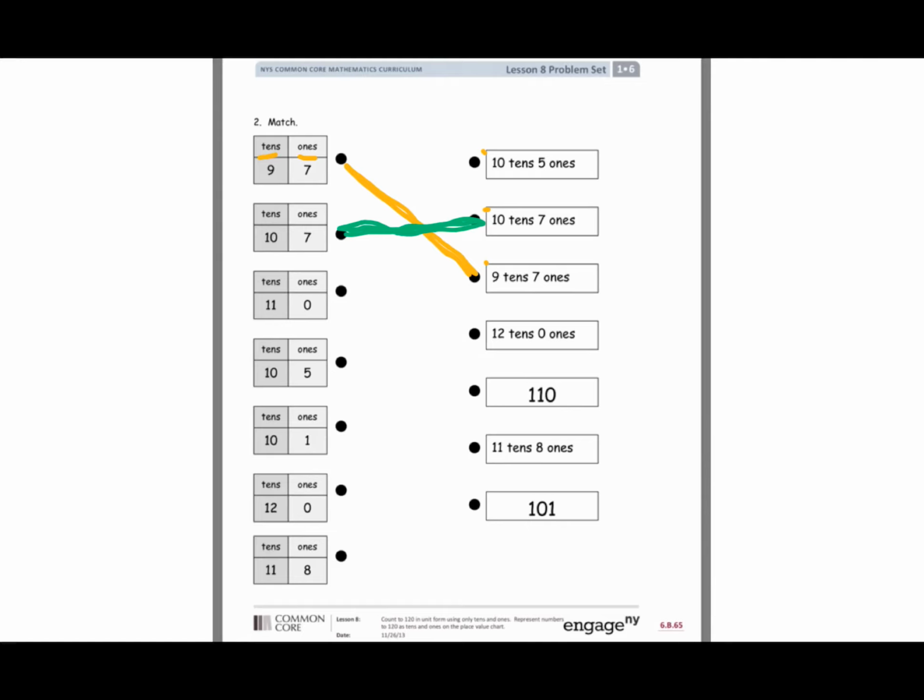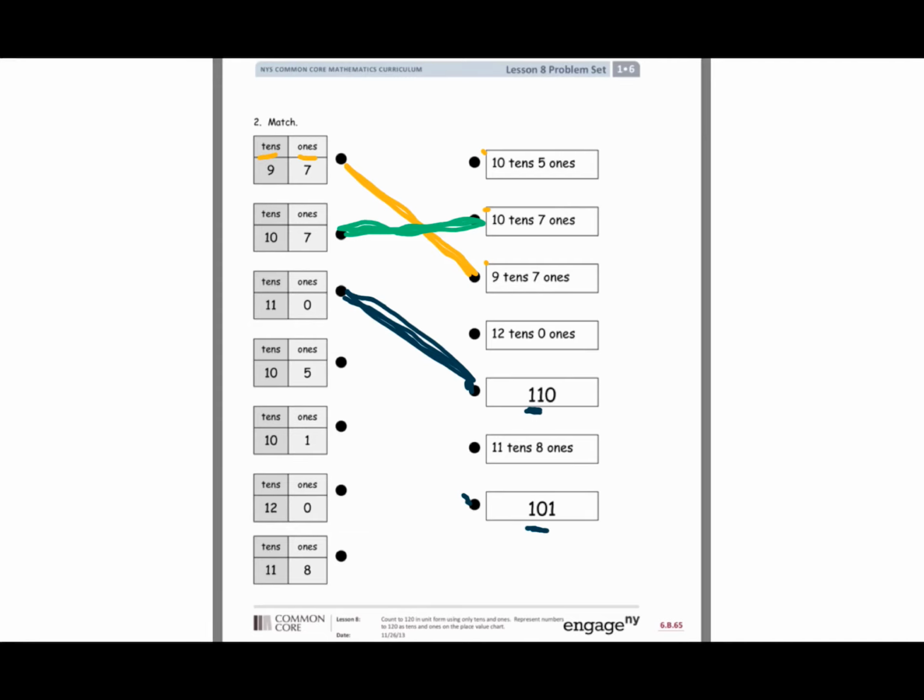Okay, boys and girls, let's go ahead and check our work. For the next number, we have 11 tens, 0 ones. I don't see 11 tens, 0 ones. Oh, is this 11 tens, 0 ones? Or is this 11 tens, 0 ones? Well, there's 11 tens. This one down here says 10 tens. So my choice would be 11 tens, 0 ones.